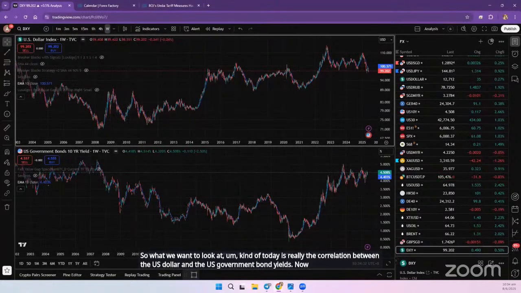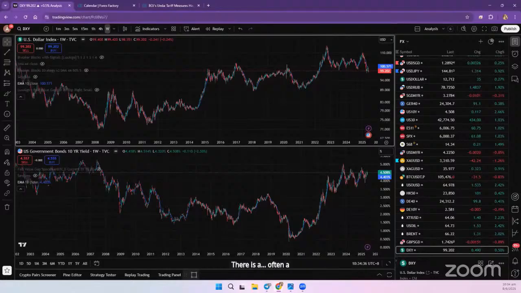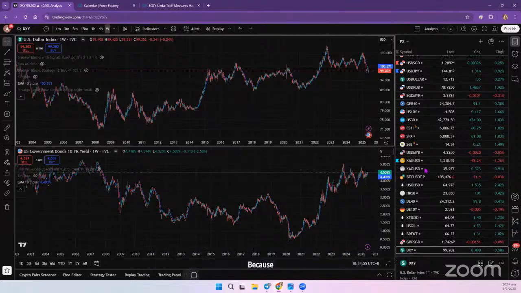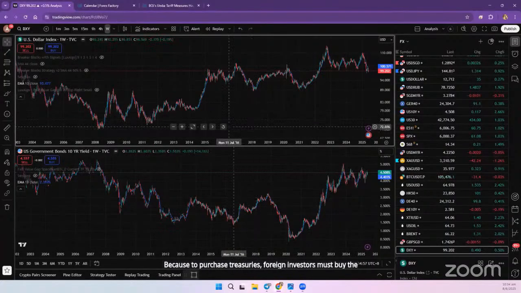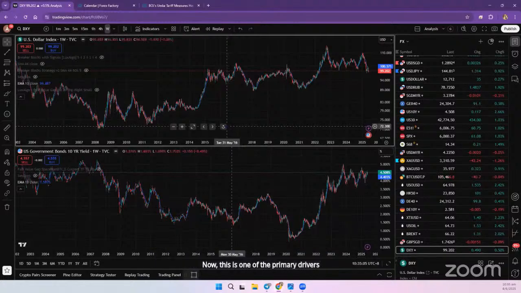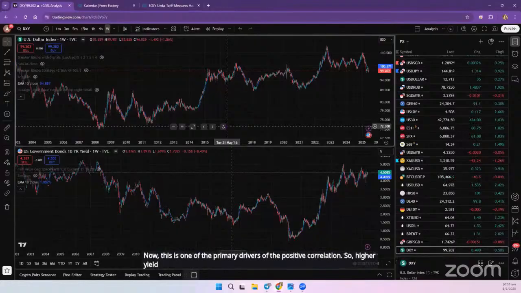Now, generally, there is often a positive correlation. However, it's not always constant, and there are various factors that affect it. When US Treasury yields increase, they are perceived to offer a more attractive return to investors, especially foreign investors, because to purchase Treasuries, foreign investors must buy the USD. This increases the demand for the dollar and strengthens its value. This is one of the primary drivers of the positive correlation. So higher yields from the US attract capital, which boosts the dollar.